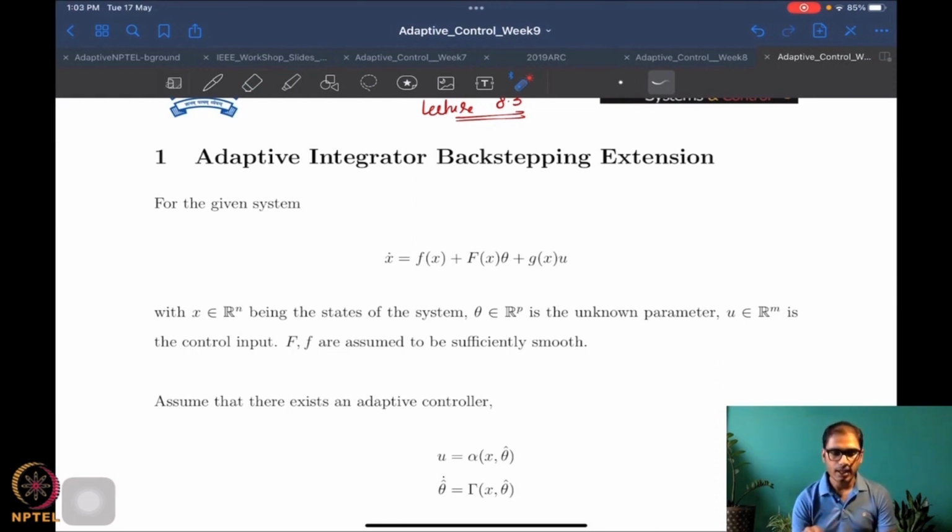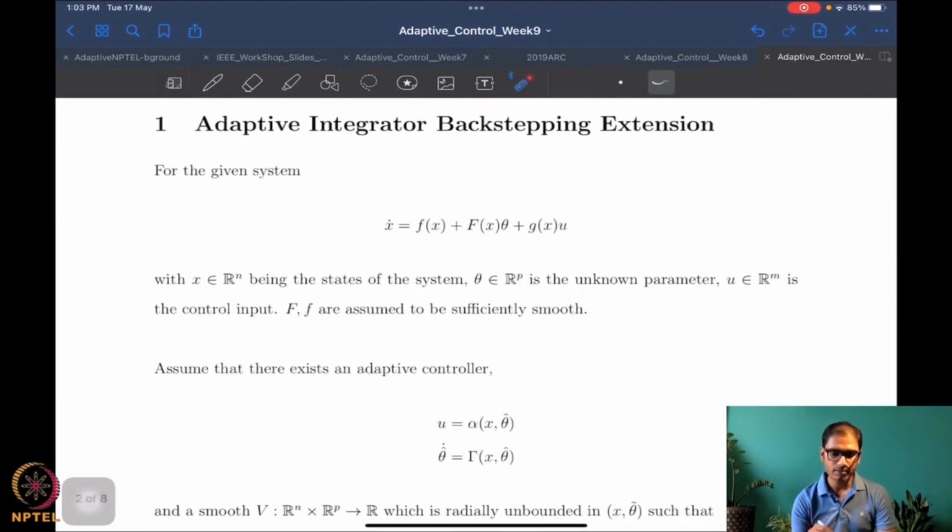Great. Now that we have this preamble, suppose we have this system: x dot is f(x), which is like a drift, plus f(x) theta, which is the term containing the unknown parameter, plus g(x)u. Now the states are in some R^n.